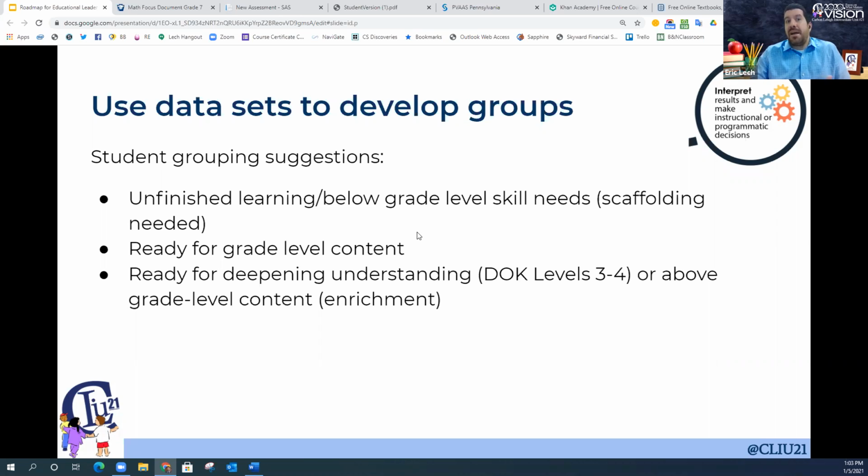And then finally, you might have another group that was great at everything. They were able to answer all of these questions. They showed some competency and are ready for some deepening understanding. You want to give them some more application materials, depth of knowledge levels 3 or 4, or maybe some above grade level content in an enrichment format. So you might group into 3 groups, or you might see some differentiation within those groups. So you want to make sure that you're considering what kind of results you have from the data that you have in order to inform your grouping.